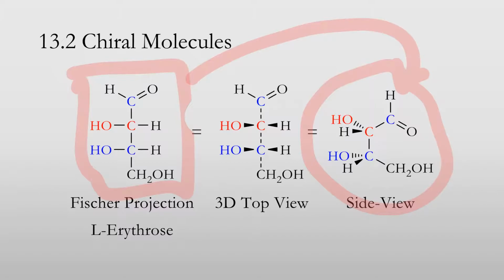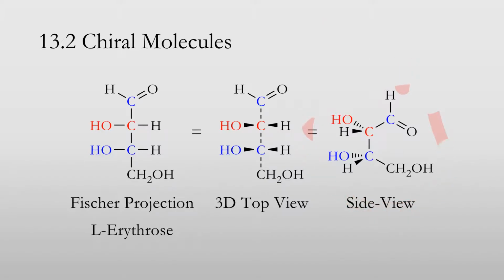One more thing that's actually not directly put into the slide is what the L means there for the erythrose. The L indicates what side of the molecule in the Fischer projection the last alcohol is on. And so that means this blue one here. Since it's on the left side of the drawing, we have L-erythrose.